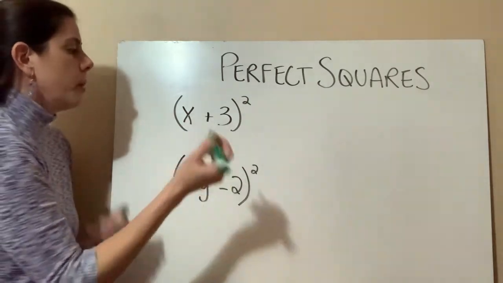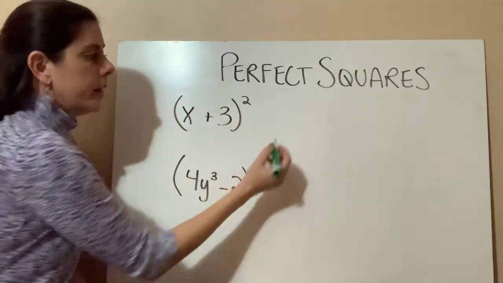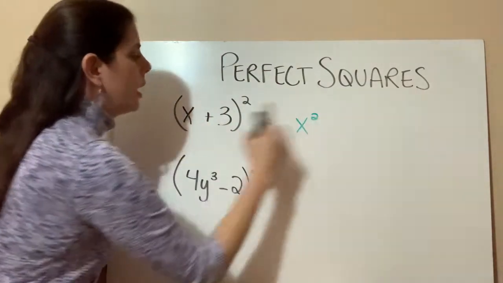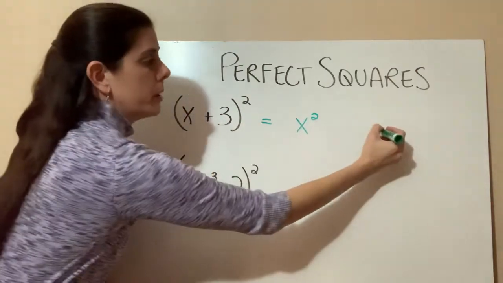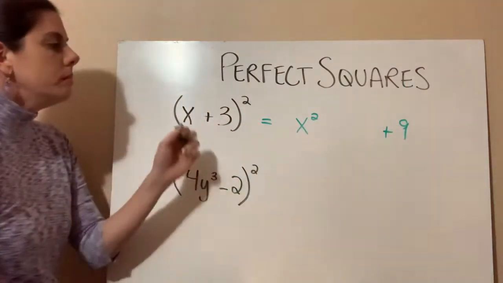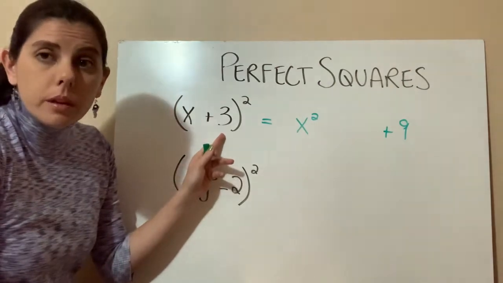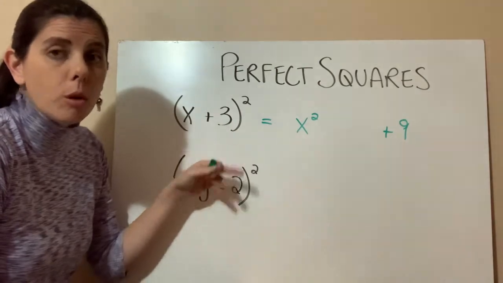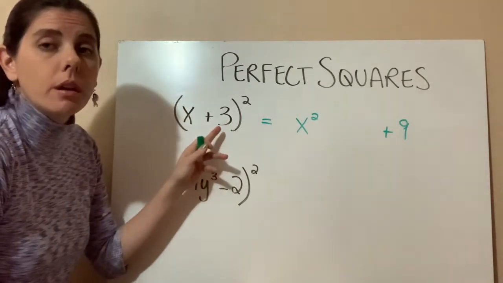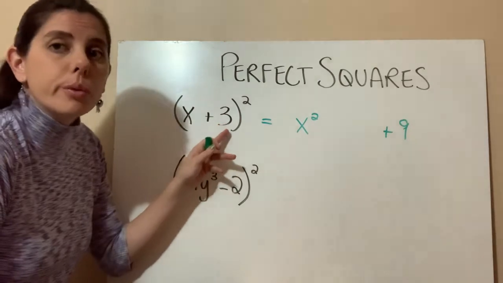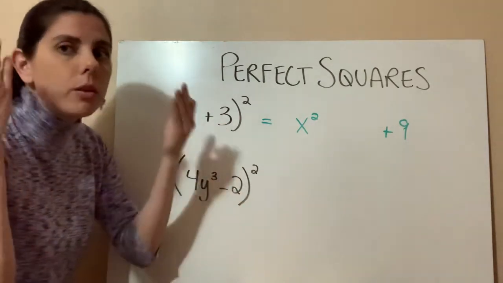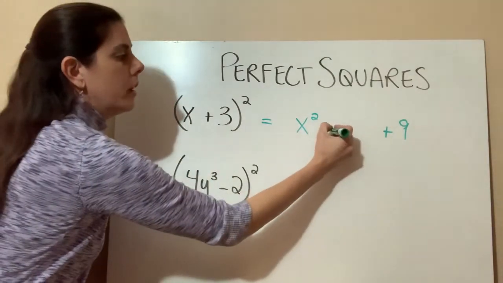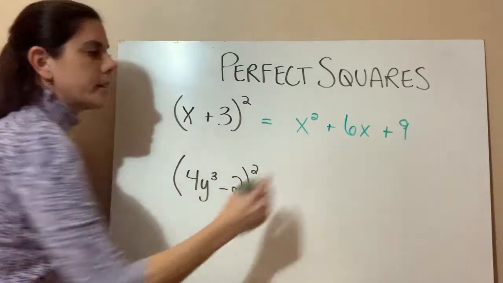So this is x plus 3 squared. We know that our first term is going to be x squared, and our last term is going to be 3 times 3, which is 9. Now, to get the middle term, all we do is either add this constant to itself or multiply it by 2. So 3 times 2 equals 6, or 3 plus 3 equals 6. Whatever works better as you work through it in your own process. So we're going to have a plus 6x in the middle.